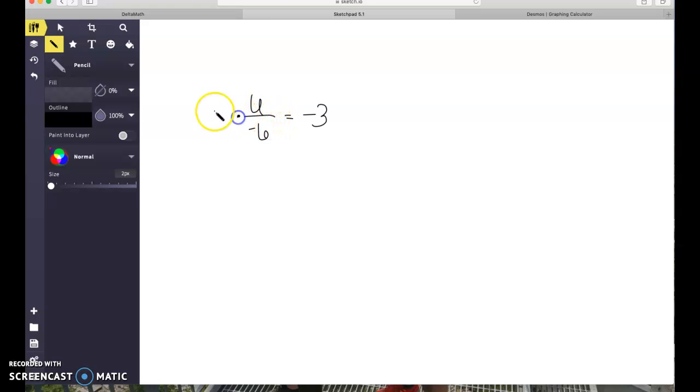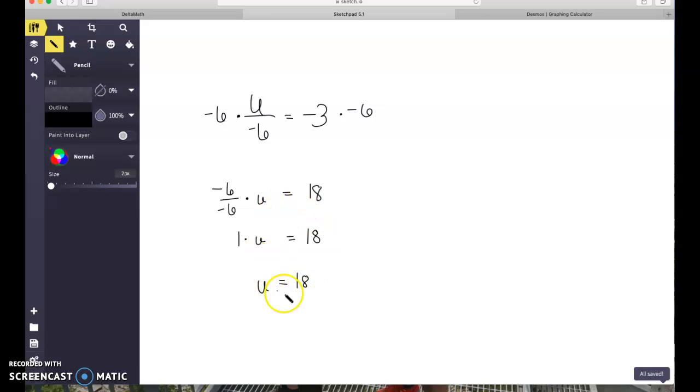So the opposite of dividing is multiplying. And if I do it to one side of my equal sign, I must do the same thing to both sides of my equal sign to keep my equation balanced. -6 divided by -6 is equal to 1u, and -3 times -6 gives me a positive 18. So I know u is equal to 18.